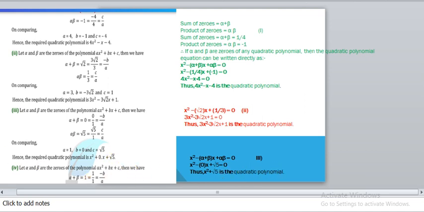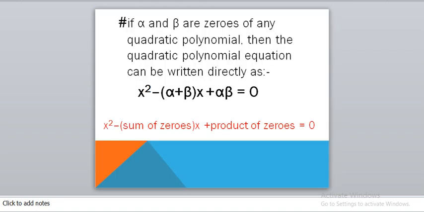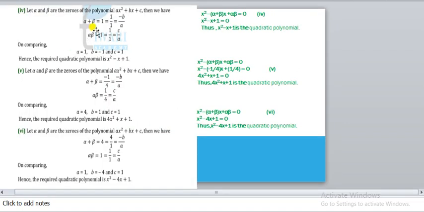Now let us see question number 4. First of all, let us see what was given here. The sum of the zeros is given 1, and the product of the zeros is given 1. So again alpha plus beta, 1 equals 1 upon 1, minus b upon a. Alpha into beta is again 1, so 1 upon 1. On comparing, we will get the value of a as 1, b equals minus 1, and c equals 1. So again put in the equation ax square plus bx plus c equal to 0. We will get the required polynomial.